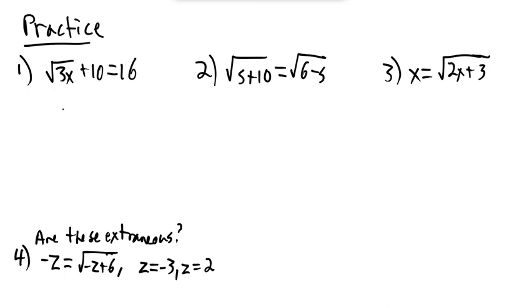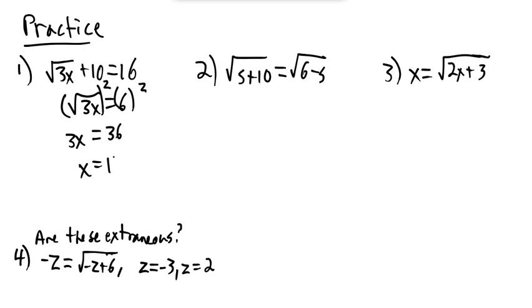All right, welcome back. Let's get to this. First step, get the square root by itself. Second step, square. Third step, that cancels that out. Oh, and that is not 6, that is going to be 36. Third step, solve. Fourth step, double check that.